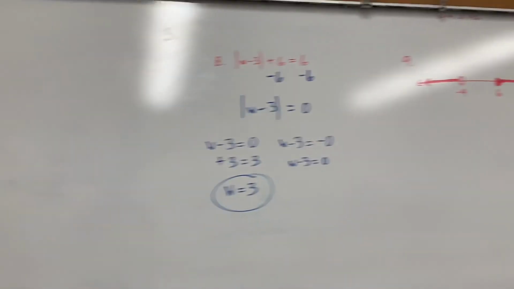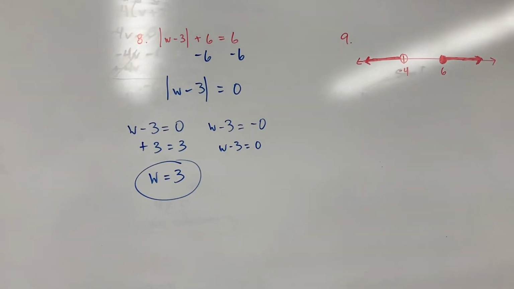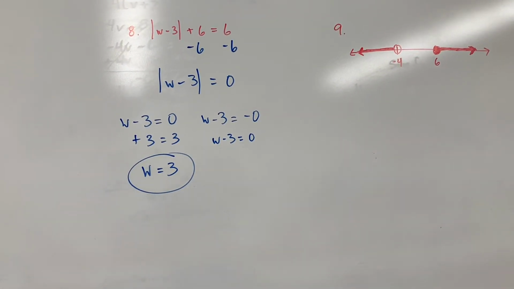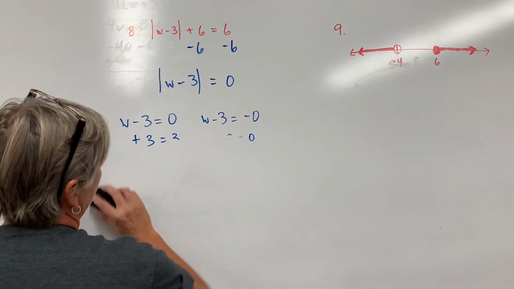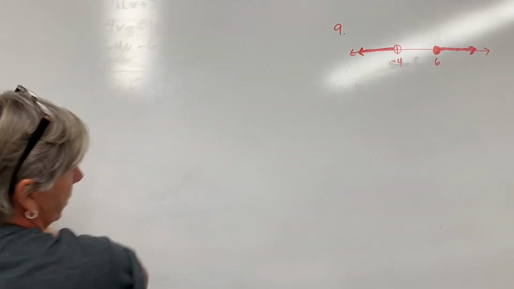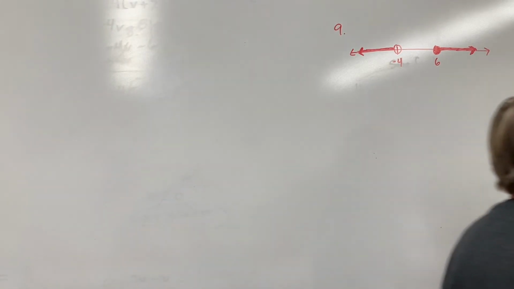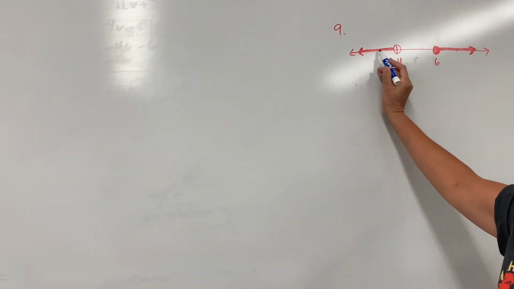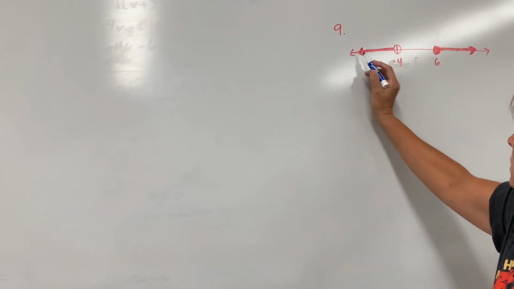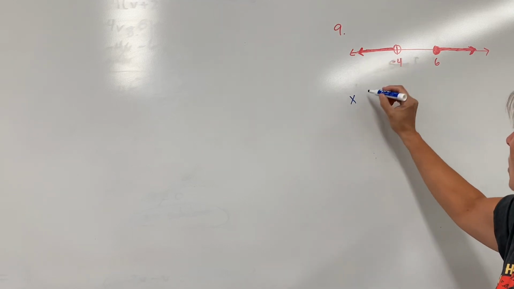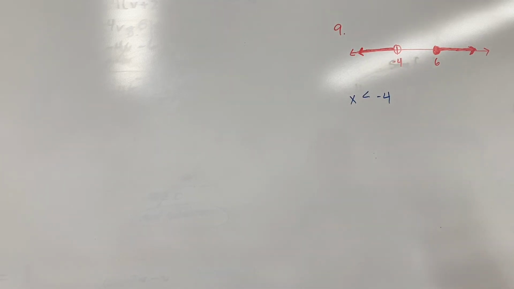All right, let's look at question number 9. They give us the picture of this number line, and they want us to write it in interval notation. No, not in interval notation. They want us to write it as an inequality, which means you will see inequality symbols in your answer. So what is this telling me? It's shaded to the left of -4, so that means it's talking about all values, we're going to call those values x, that are smaller than -4.